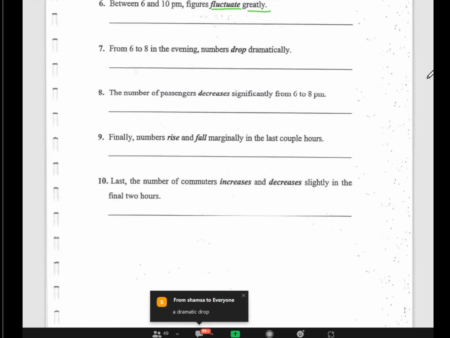Number 8. There is a significant decrease. There is a significant decrease. Very good. Number 9.